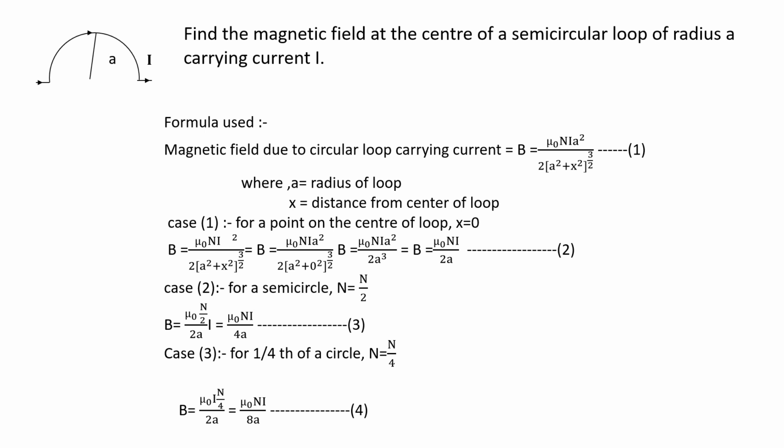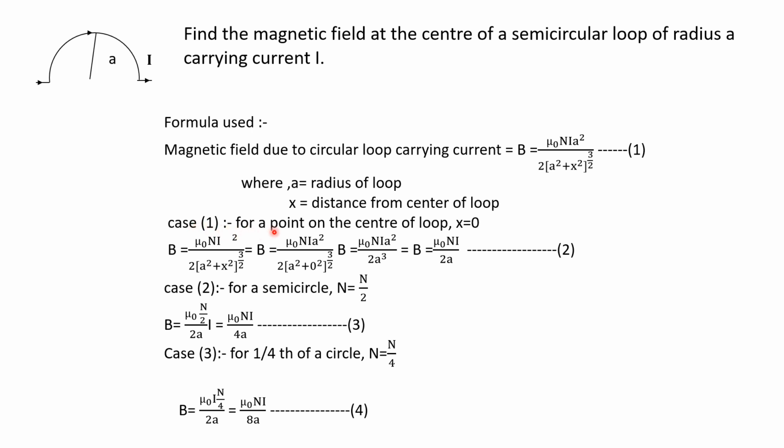Find the magnetic field due to a semicircular loop of radius A carrying current I. We have the formula for magnetic field due to a circular loop carrying current. B is equal to mu 0 N I A square by 2 into (A square plus X square) raised to 3 by 2, where A is the radius of the loop, X is the distance from the center of the loop.